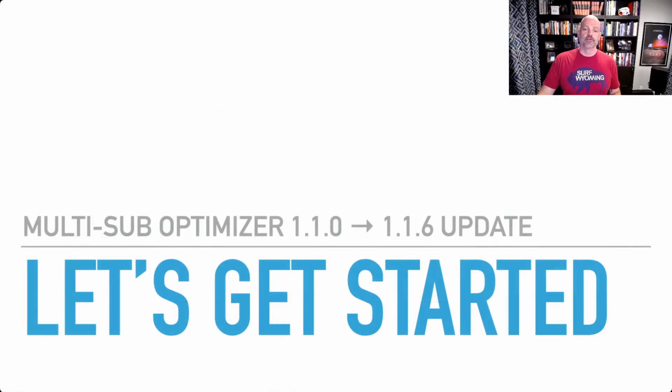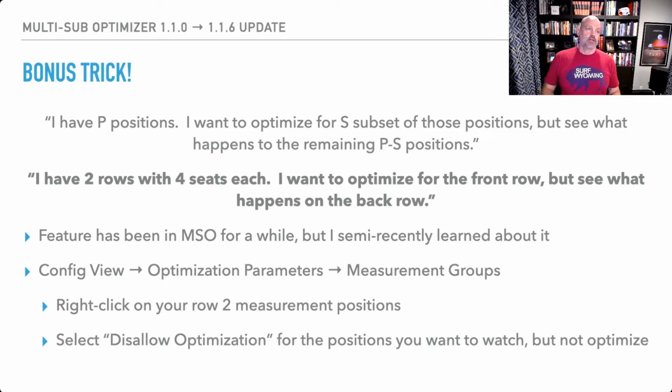Now let's go back over to the deck and we'll finish up. So I did just walk through the bonus trick, and this is the example that I use. Down here, this second bullet is the menu path to find it: config, optimization, measurement groups, and you can just right click on it and say disallow. And this question in bold is an example of the question you can answer with that. I really only care about this row. It's probably the most common one, but I want to see what happens in the other positions too. I just don't want to optimize for them.